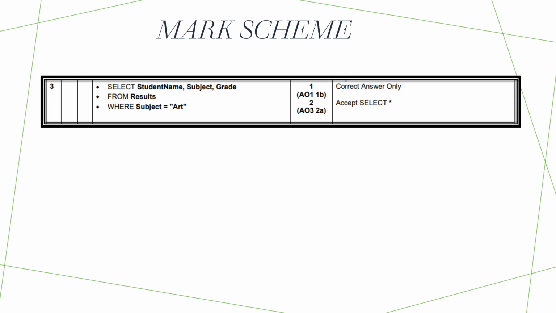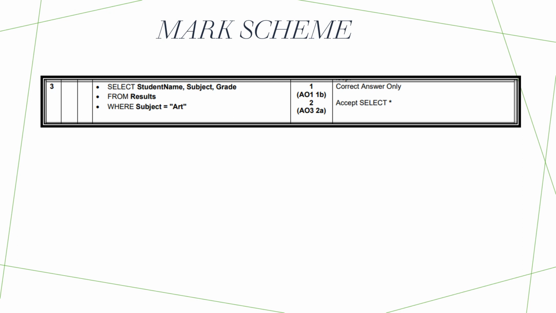Here's the mark scheme for that question. Interestingly, all the way through the whole course, it talks about using the wildcard star for select all. So in the question, when it said select all fields, I would have personally put select star. It is allowed and you do get the mark for it, but in the suggested response, it says select student name, subject, grade. Now that is all the fields, so select star, I think, would be more efficient.